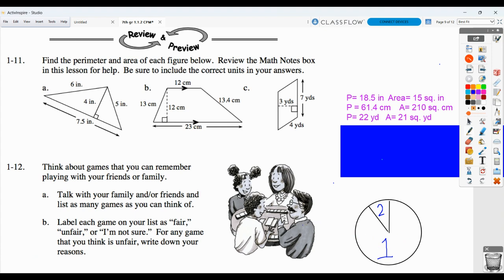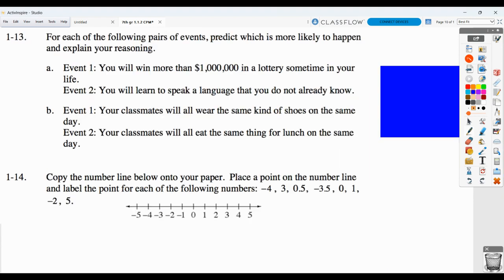But again, otherwise, most games are set up to be fair. And if you think it is unfair, why do you think it's unfair? And then for these, you're just going to predict what you think is more likely to happen, but don't forget to explain your reasoning. So, event 1, you'll win more than $1 million in a lottery sometimes in your life.